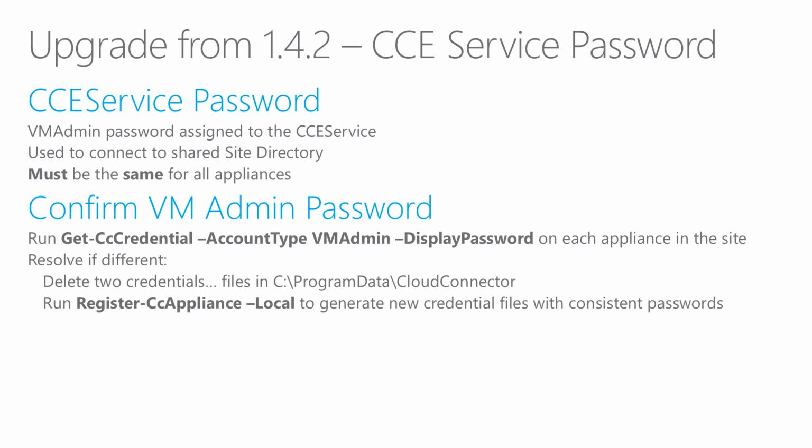Again, had it been different, you would have had install failures, but since it's possible that someone made a change to the password post-install, it would be a good idea to confirm that the password's consistent across all appliances. I will only point out the difference in the instructions here versus the previous page is that the account type is VM admin versus domain admin. Otherwise, the instructions for confirming and resolving are identical.